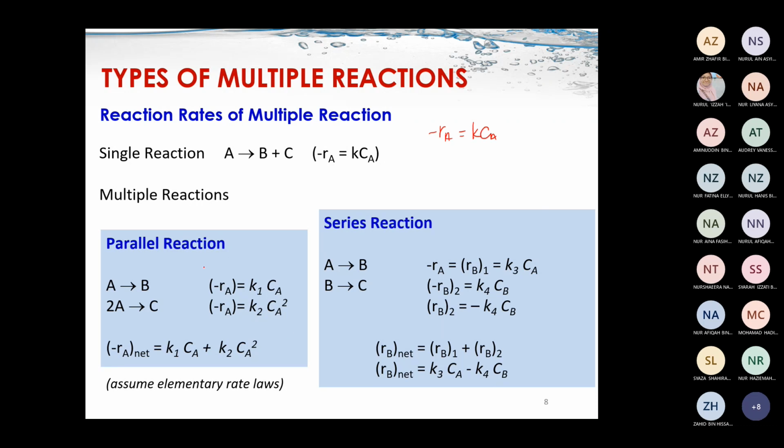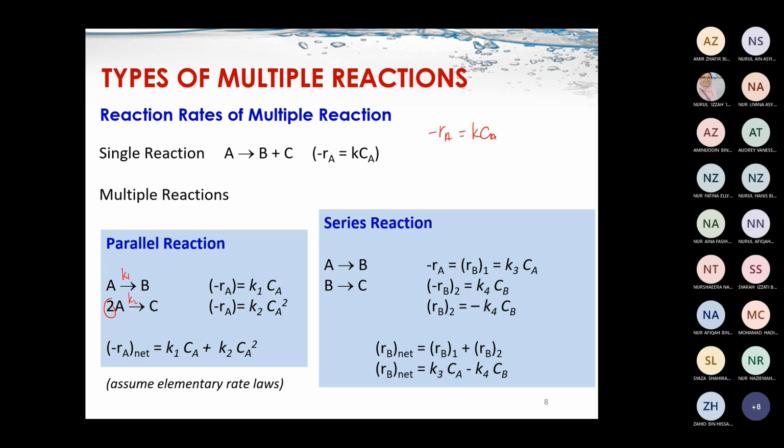Okay, so if you have a parallel reactions here, A to B, let's say this is K1, rate constant of 1, and this is rate constant of 2. So it becoming negative Ra equals K1Ca. Tengok dia tengok pada reactant sahaja. And then we have this one, negative Ra is equals to K2Ca kuasa 2. Order of reaction dia dah 2.